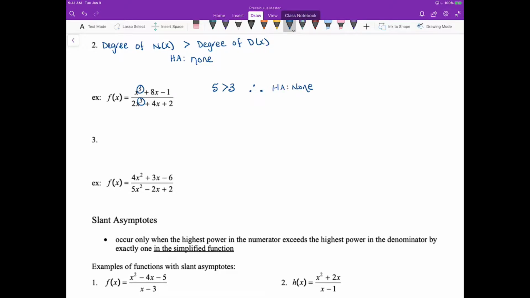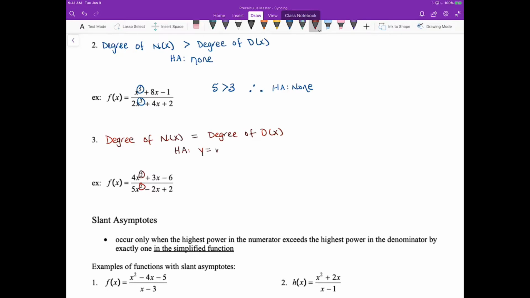And so the third case would be, we've got less than, we've got greater than, so then we would have equal to. So let's look at when the degree of the numerator is equal to the degree of the denominator. And we see here that the two degrees are equal, and it turns out that the horizontal asymptote is the ratio of the leading coefficients.